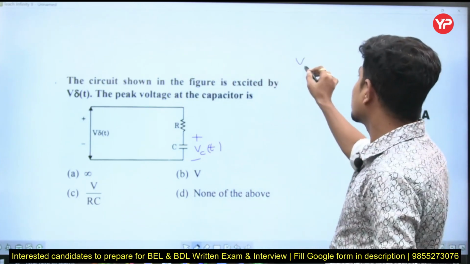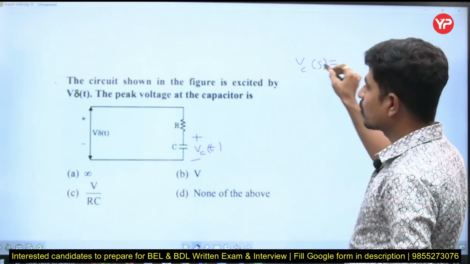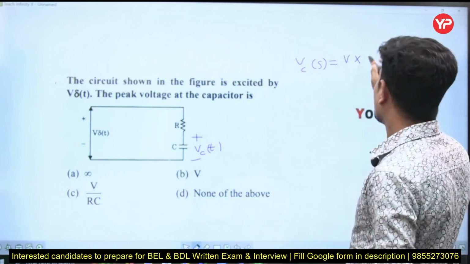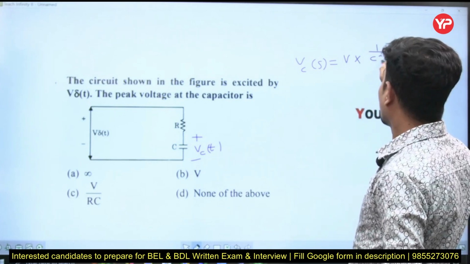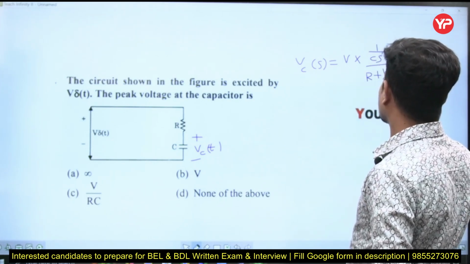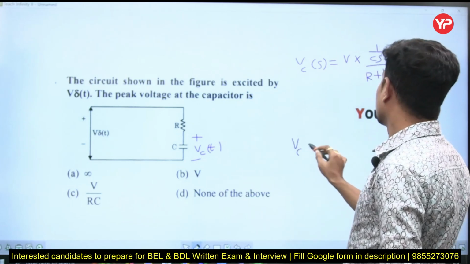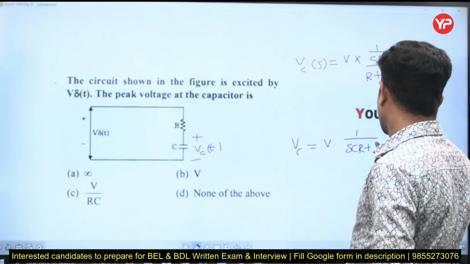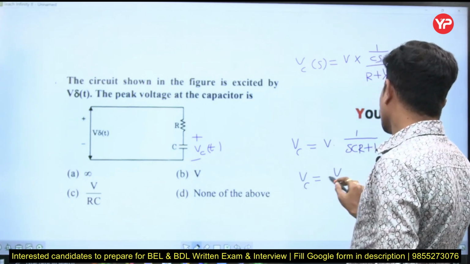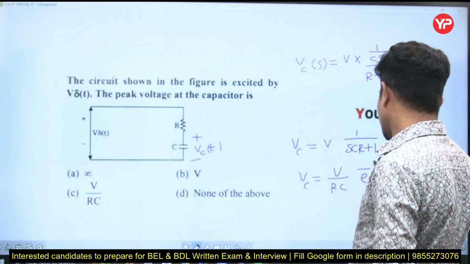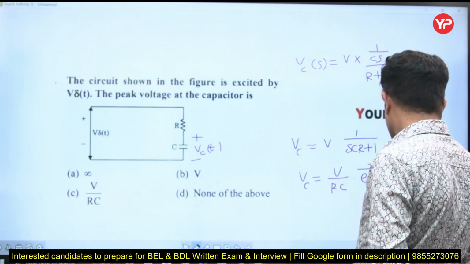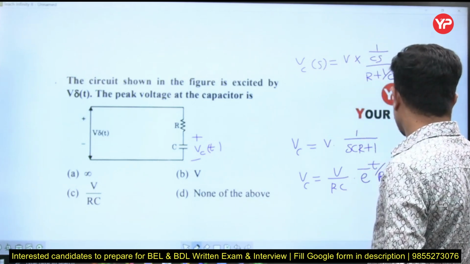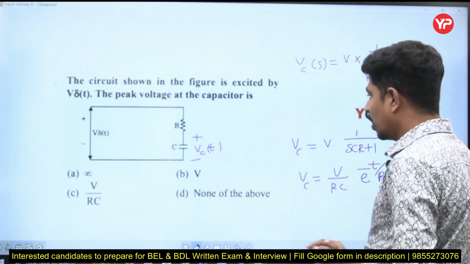What is VC of S? VC of S is equal to VA of S is V. Why? Because the Laplace transform of delta of t is 1. So VC of S is V into 1 by CS divided by R plus 1 by CS, so VC is equal to V into 1 by SCR plus 1. So VC is equal to V by RC into e power minus t by RC. As it is exponentially decaying, at t equal to 0 its value will be V by RC. That itself is the highest possible value.